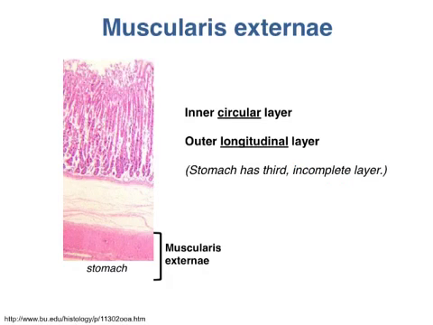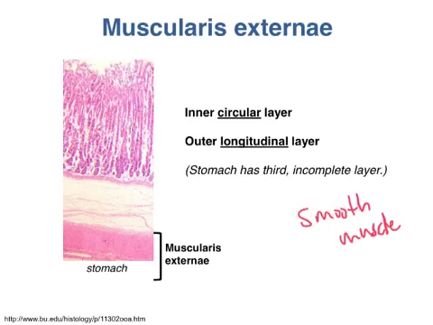Moving out from the submucosa, you have the muscularis externae. So this is a double layer of muscle. You have an inner circular layer, an outer longitudinal layer, and it's mostly smooth muscle. The exception is in the uppermost regions of the esophagus, where it's actually skeletal muscle. Skeletal muscle controls that swallowing reflex.